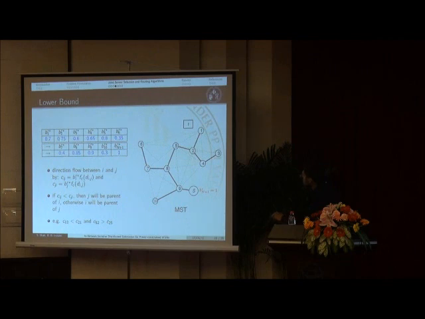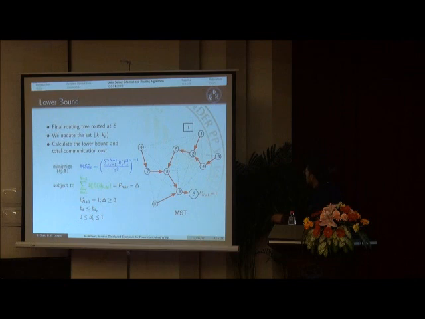For example, sensor 1 to 2. Sensor 2 has a greater value than sensor 1. So this will be 1, and this will be 2. So 2 will be the parent of 1. In the other case, 5 will be the parent of 2. In this way, we update the set K that we already obtained, and by updating this set, we obtain the total cost and the total distortion. That will provide us the lower bound.